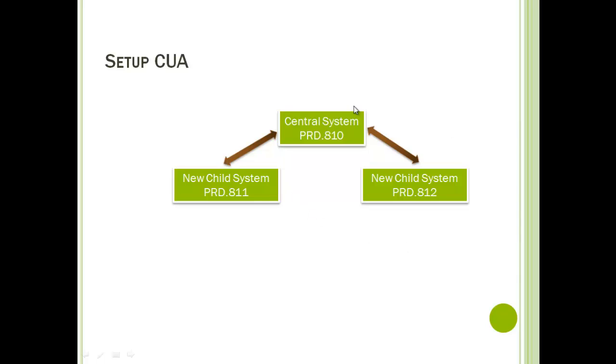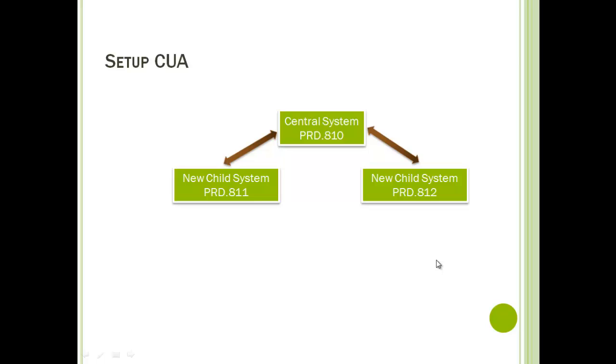We will set up a CUA in this landscape. Our central system will be the system PRD client 810. We have two child systems, PRD 811 and 812. This is our CUA setup. We will start from the beginning on how to set up a CUA in our system.